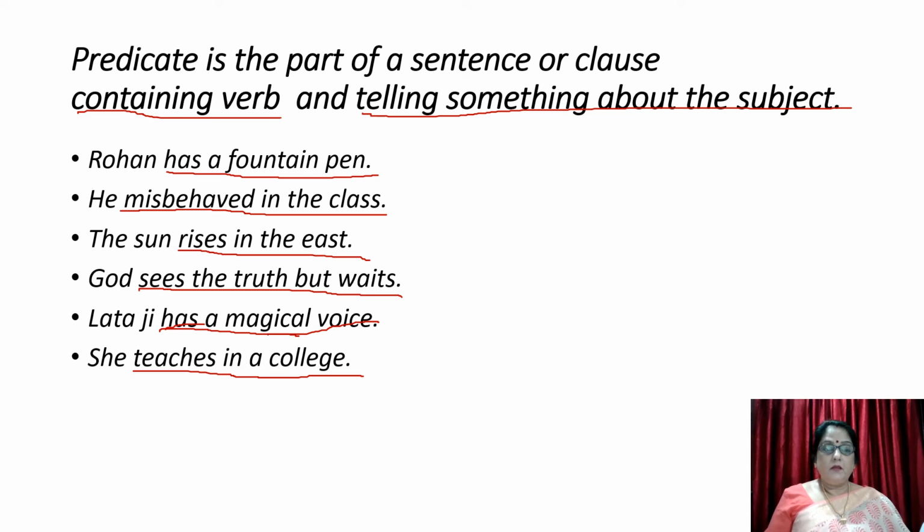Okay. So what we have learnt? That in the predicate part, it has a verb, first thing. Second thing, it tells something about the subject.